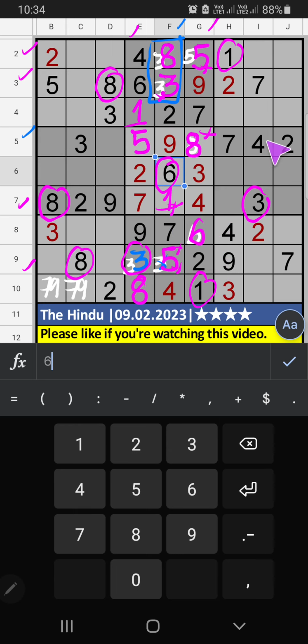Fifth row, we have 4, 5, and 7. Three numbers can't come in the two cells. It will come in one of the cells. We will confirm later. Then fourth grade, two numbers are remaining, 1 and 6.